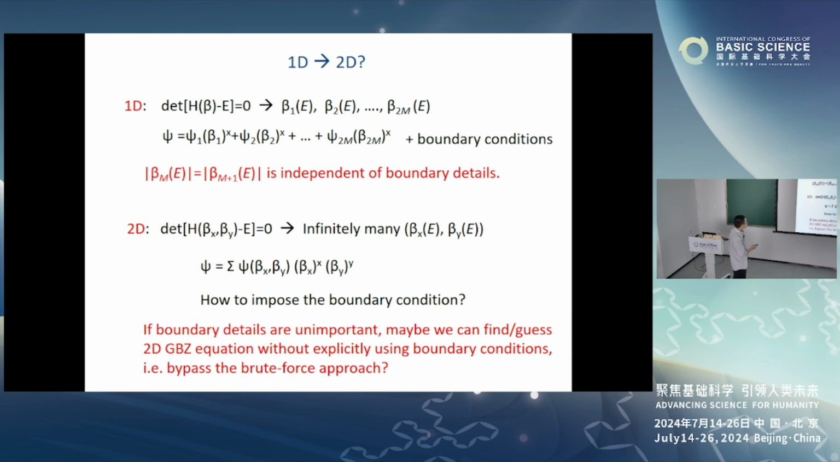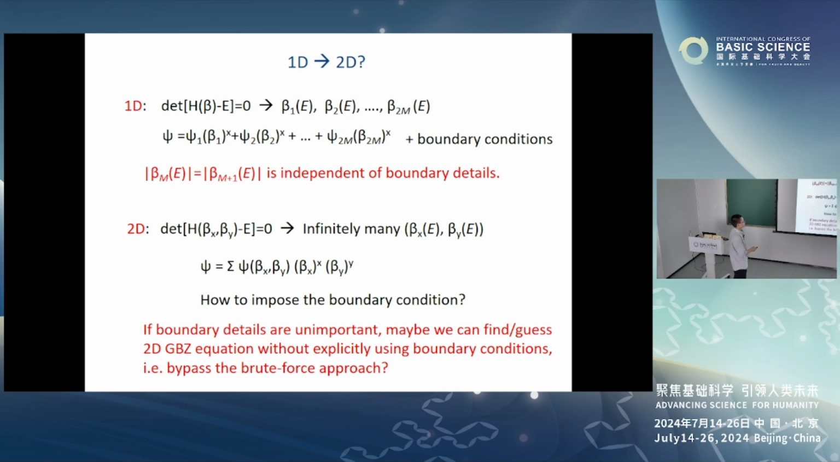So we would like to reproduce this in 2 dimensions, but there is a difficulty here. For a given energy E, there will be infinitely many values of this beta. So this is very different from 1 dimension. For 1 dimension, for a given E, there will be just a discrete number of beta, right? Here we have infinitely many beta. So the superposition is a sum or integral over many components. So it's also very difficult to impose the boundary conditions.